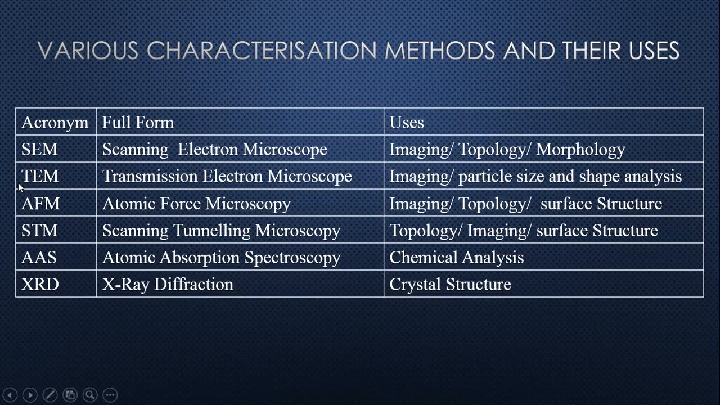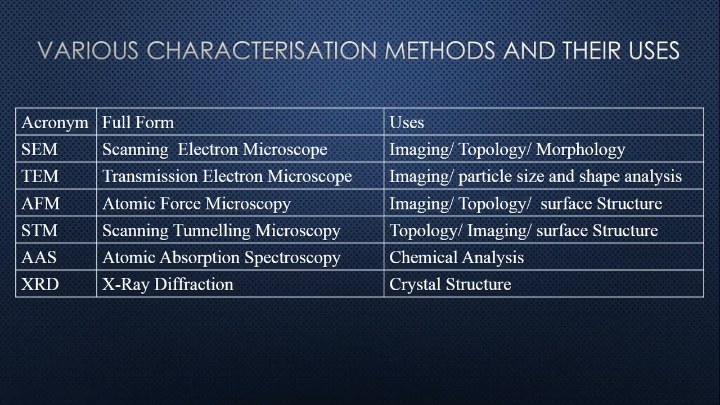Next acronym is TEM. TEM stands for Transmission Electron Microscope. The transmission electron microscope can be used for imaging purpose as well as the particle size and shape analysis of different nanoparticles. Next one is the AFM. AFM stands for Atomic Force Microscopy, and we can use the atomic force microscopy for imaging topological characteristic, and surface structure of nanoparticles can be observed using AFM.